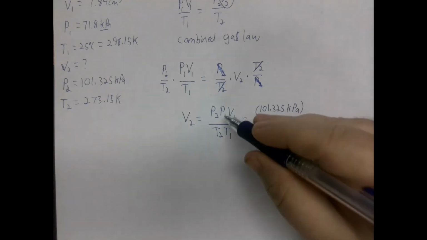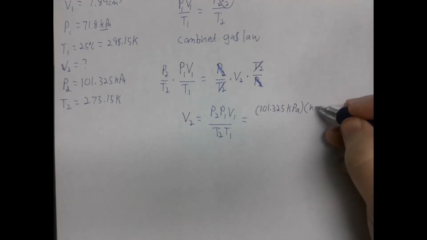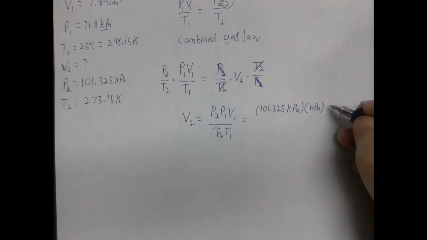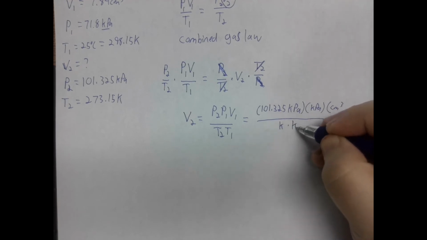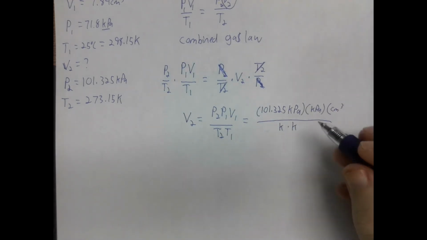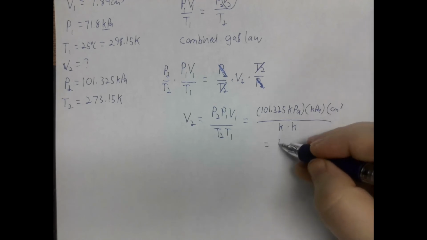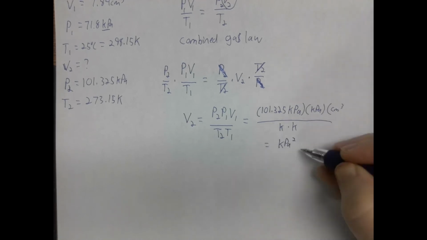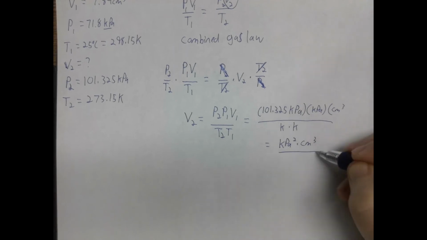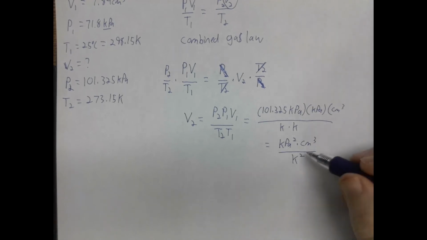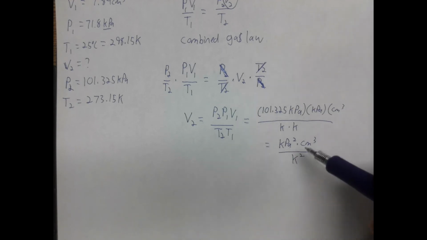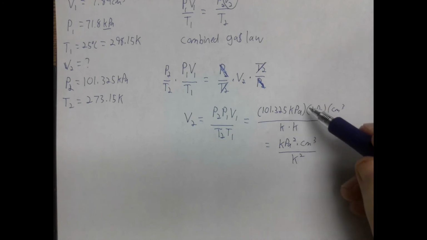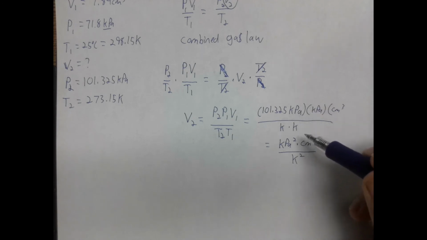Because if I look at this, pressure 1 is going to have units of kPa. Volume 1 is going to have units of cubic centimeters. And this is going to be divided by a Kelvin times a Kelvin. So what are my total units? My total units are going to end up to be kilopascal squared times cubic centimeters divided by Kelvin squared. This is not the units for volume. It is very important that you keep adding these units to catch your mistake early.